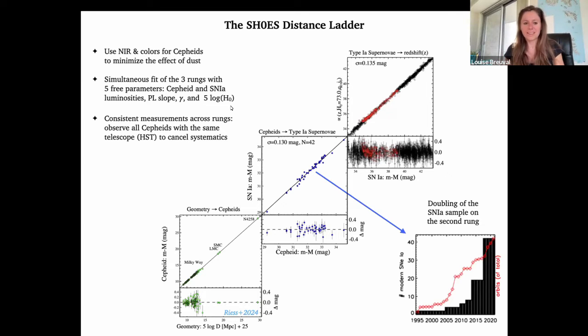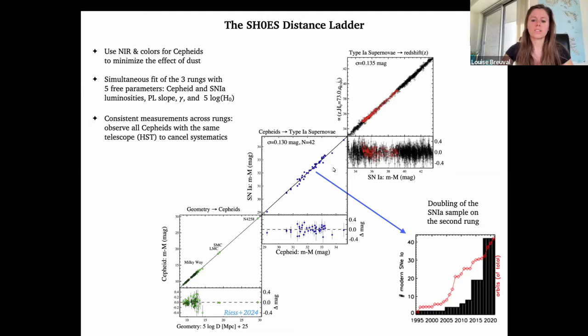So something we really care about is the consistency of the measurements across the different rungs. We observe the Cepheids on the first and the second rung with the same telescope, and that is the Hubble Space Telescope. And we even use the same camera to avoid any systematics. So of course, you can do this exercise with, I don't know, ground-based telescopes and other telescopes, different instrument on the second rung, and you might have very precise measurements. But at some point, you have to translate, or you have to transform these 2 systems, which introduces systematics. And that's what we absolutely want to avoid. So these 2 rungs really use the Hubble Space Telescope only.